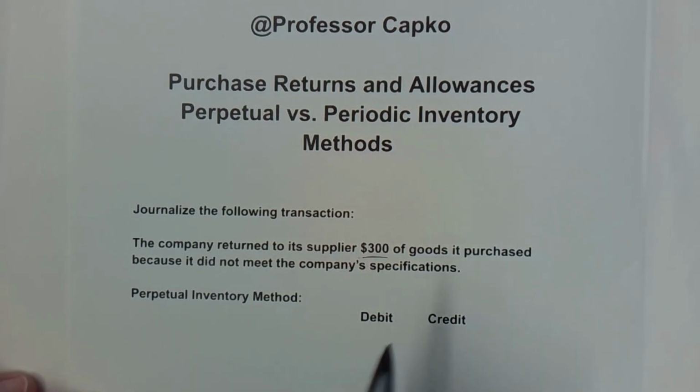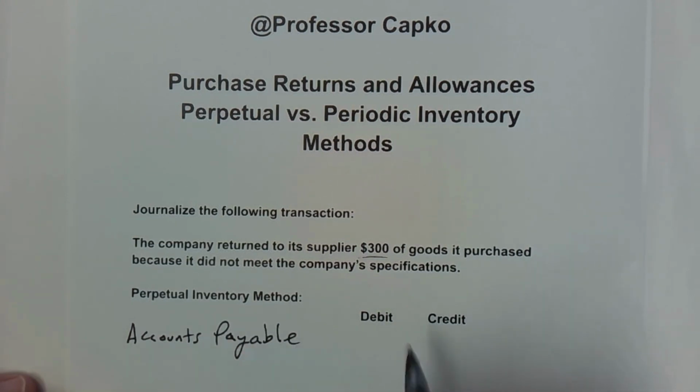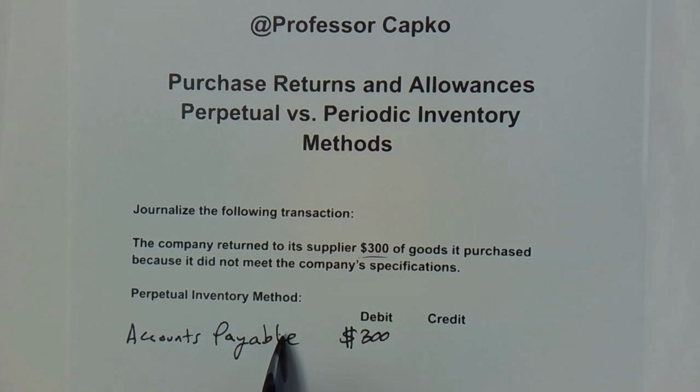In the perpetual inventory method, first of all, we're going to debit the accounts payable for the $300, and we're debiting it because if you recall, accounts payable is a liability account. They owe the money, so it would be normally increased by credits, but in this case, they are reducing the amount of money they owe because they are returning $300 worth of goods. So we're going to reduce it by debiting accounts payable.